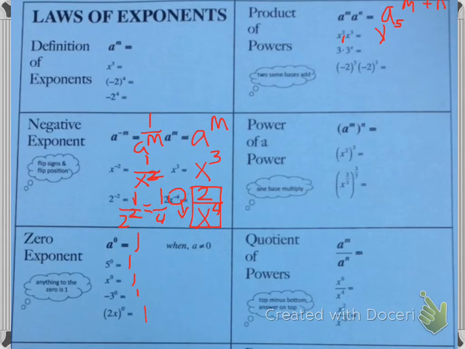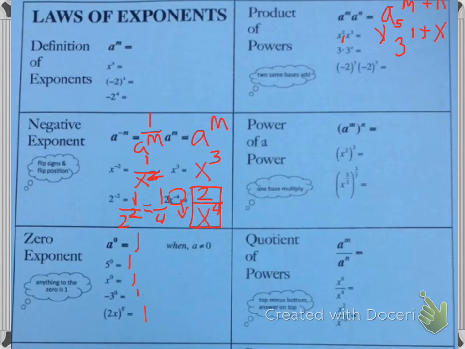2x, so this would be 3 is my base, and I'm going to add the exponent. So I have an exponent of 1, and I have an exponent of x, so that would be 1 plus x. And it will have to stay like that because they're not like terms. I have a 1 and I have an x. I can't make it 1x. It just stays 1 plus x.